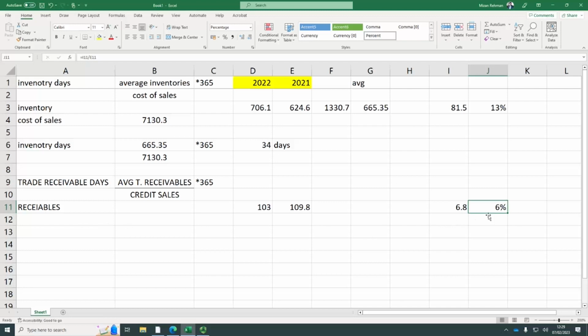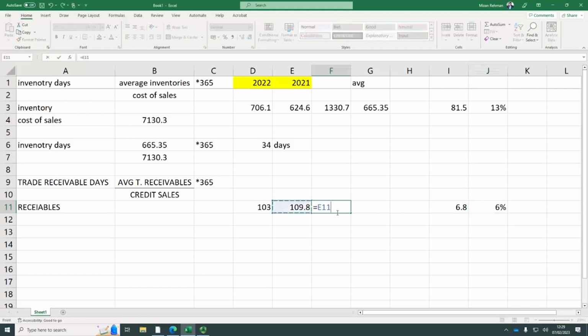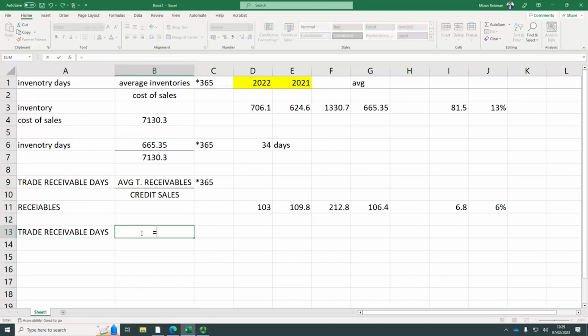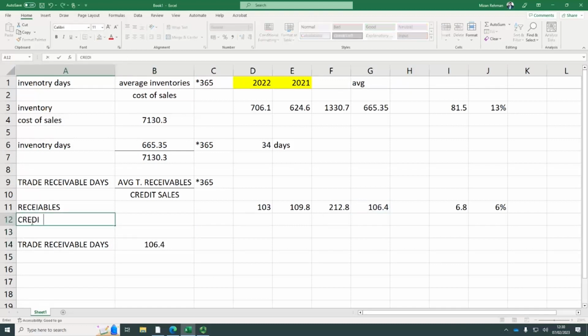So these are my, what are the averages? Okay, let's do the averages. Opening plus closing, divided by 2, gives us our average figure for the formula, so we can place it in the equation. Credit sales.